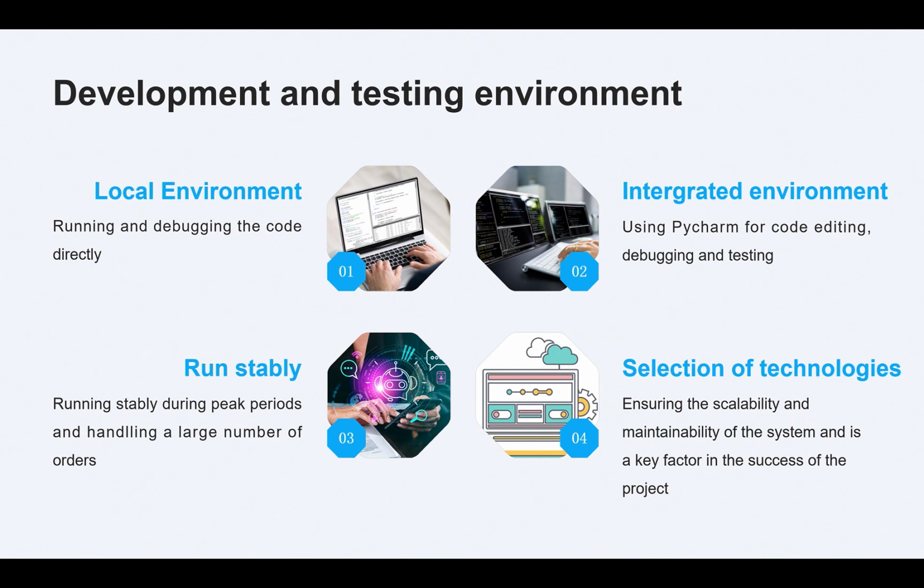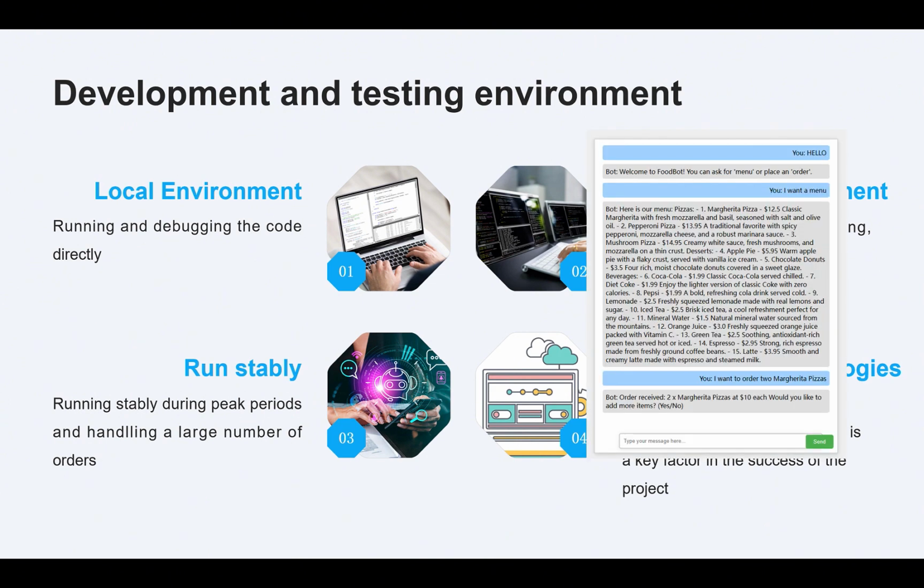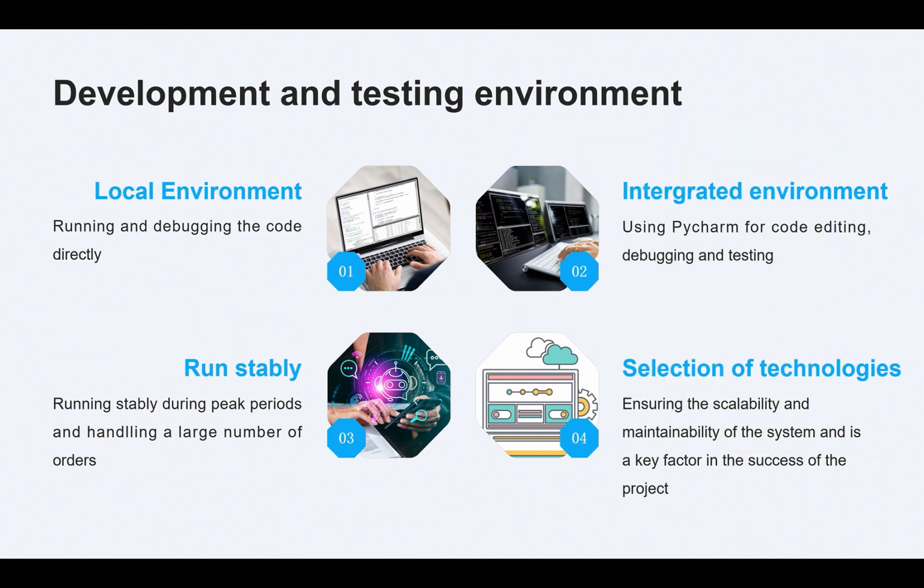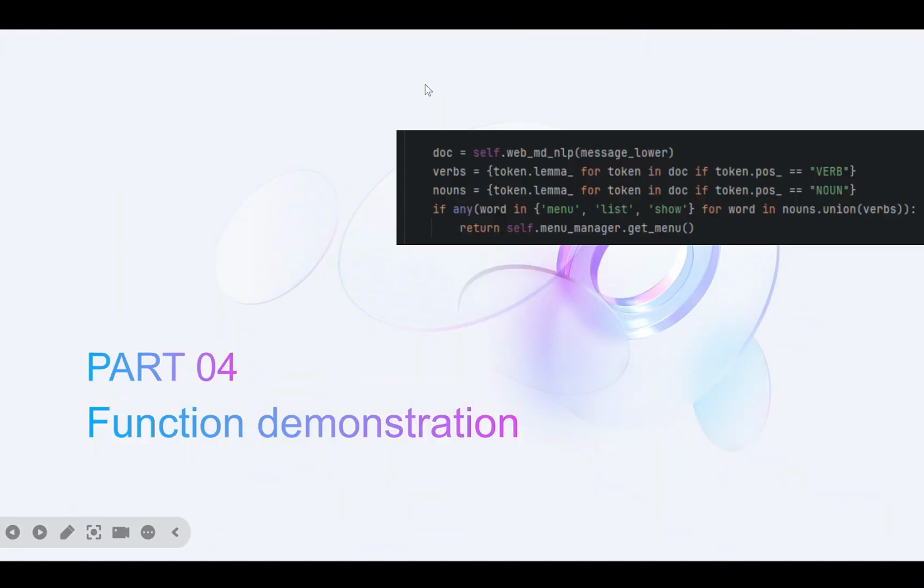Through the comprehensive use of these technologies and tools, our ordering chatbot can not only understand and handle complex user requests, but also run stably during peak periods and handle a larger number of orders. The selection of this technology ensures the scalability and maintainability of the system and is a key factor in the success of the project. Function demonstration.